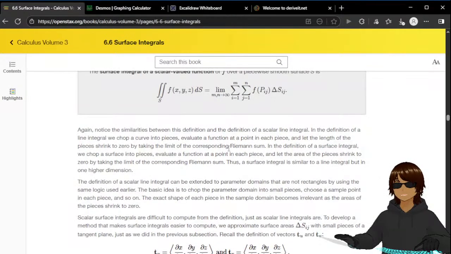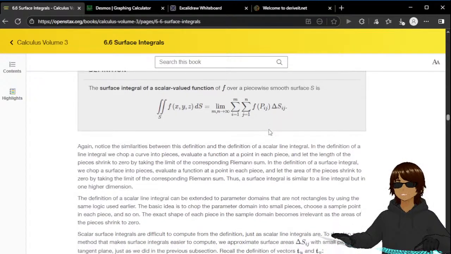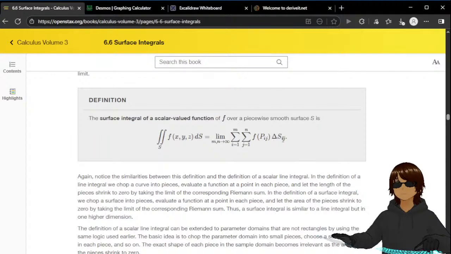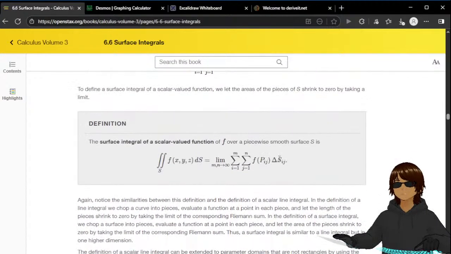But what I'm wondering is, does this calculate the volume? Because it's like f of p, which would be the height, times the area of the piece. The area would be delta u times delta v. So does this calculate the volume in 3 dimensions?